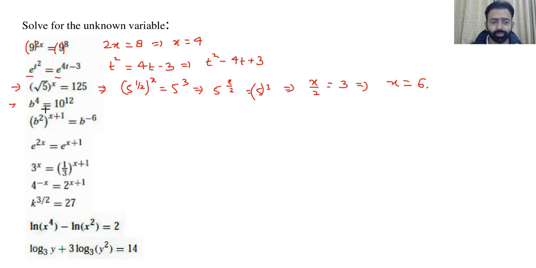Next, b raised to power 4 is 10 raised to power 12. Now in this case, the variable is in the base, it is not in the exponent. First thing is this: we need to make the exponent on both sides equal. Then only we can compare the bases, right? But in this case also, the exponents on both sides are not equal.